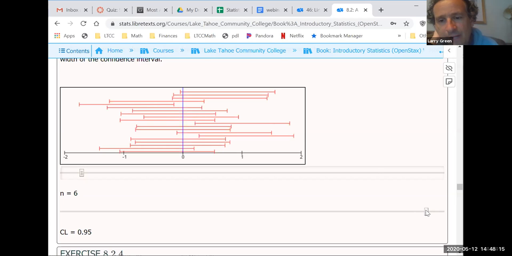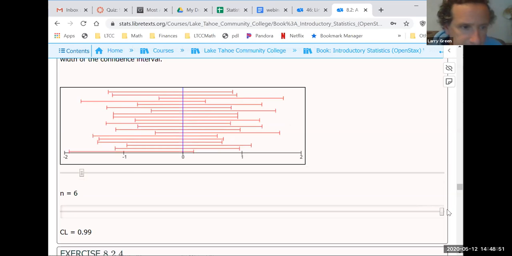Well, what if we made the confidence level 99% instead of 95%? What do you think will happen? What do you think will happen if we use a 99% confidence level? Any thoughts? You're going to have larger intervals and you're going to have more of the intervals hit the mean. So let's do that. And here they all did. If there's a 99% probability of hitting the mean, and how many of these are there? 2, 4, 6, 8, 10, 12, 14, 16, 18. There's 20 of them. Then they're probably all going to hit the mean if there's a 99% chance.